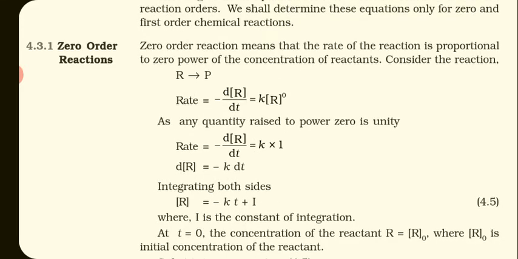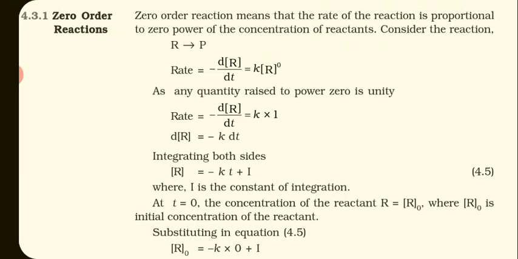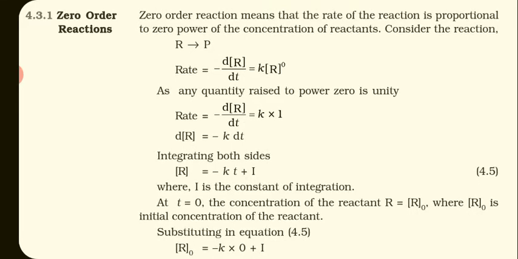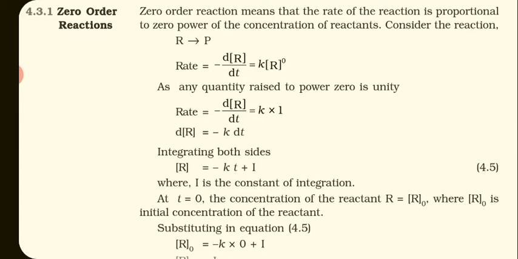So we'll go through the first, the integrated rate equation for zero order reaction. This is a very important question from your main exam point of view. For a zero order reaction, the rate of reaction is proportional to the zeroth power of the concentration of the reactant. Consider a chemical reaction in which reactant R is converting into product P.